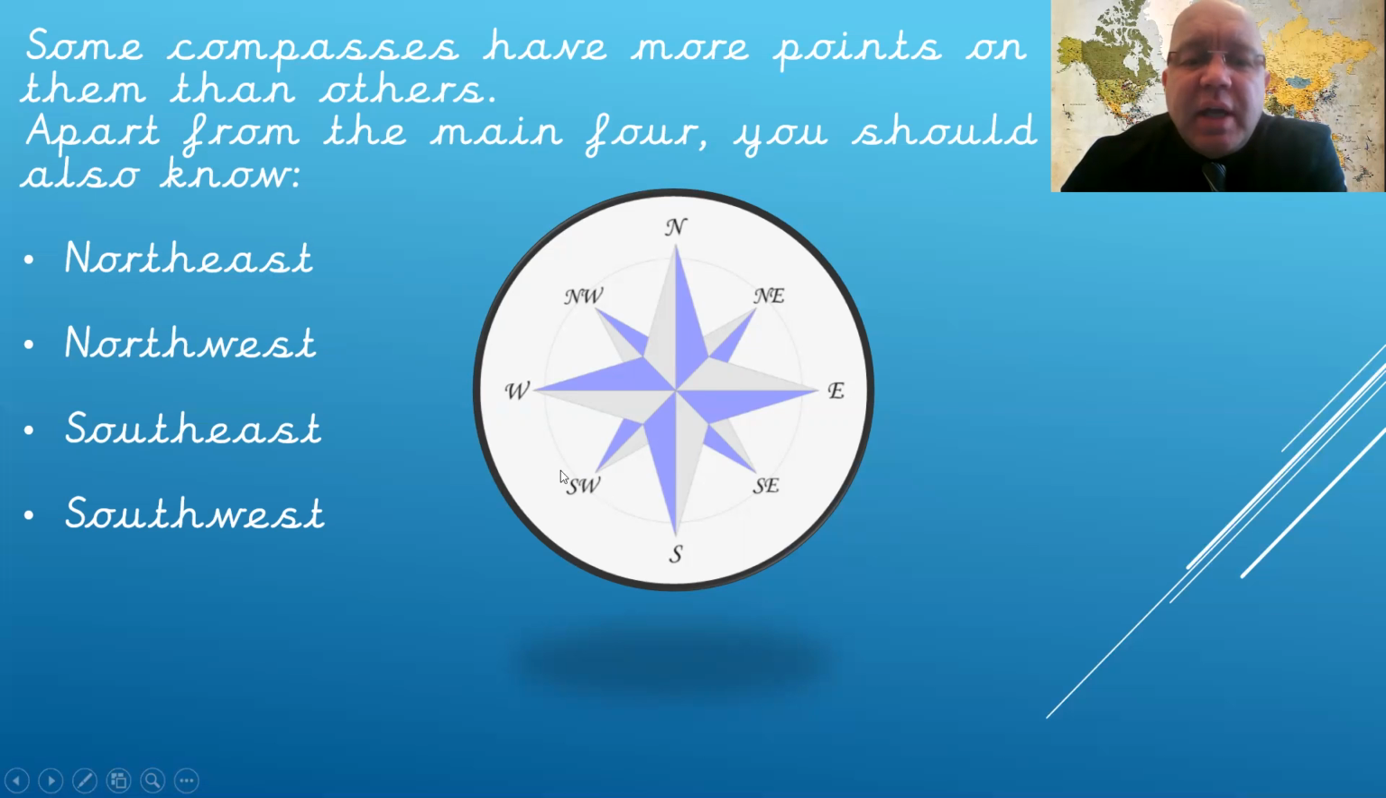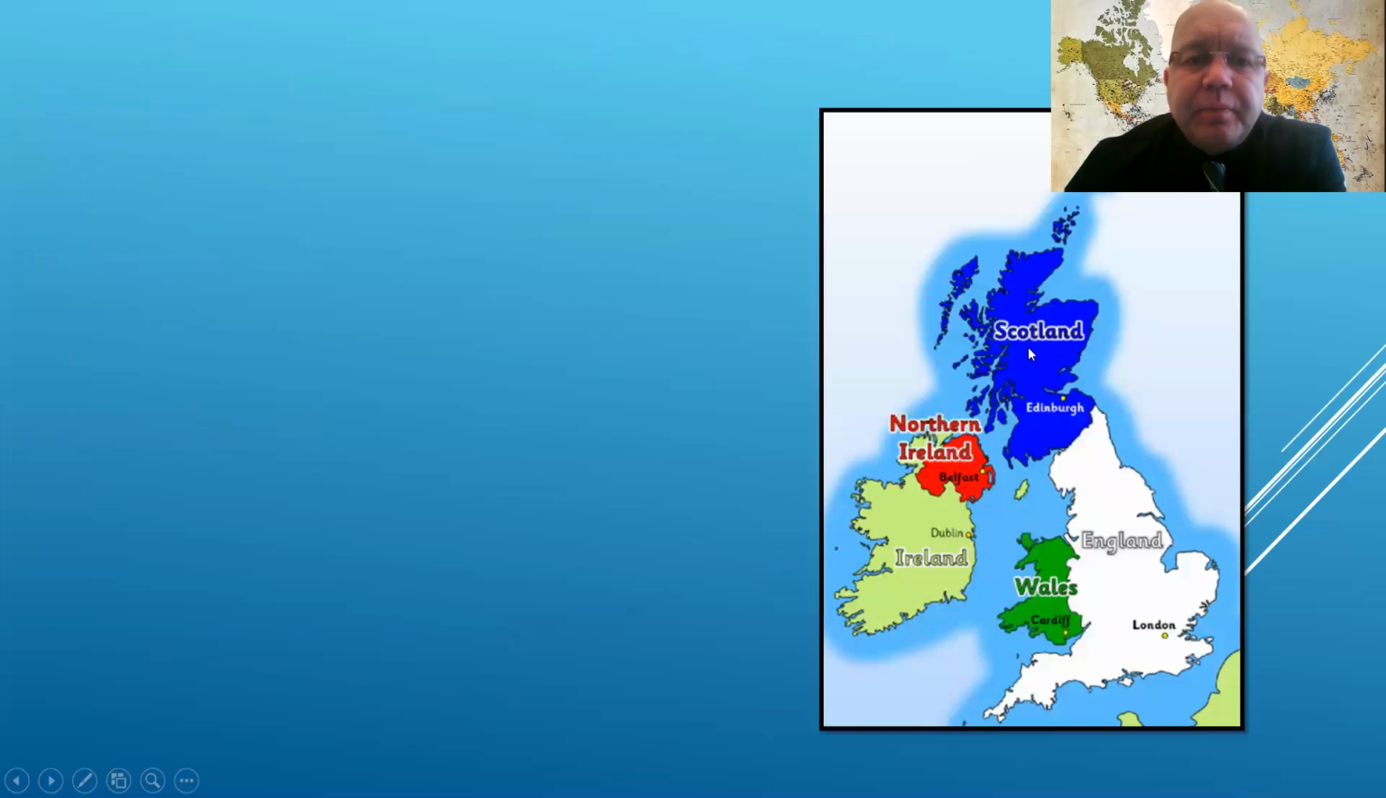Equally, you can see very clearly that southwest is between south and west. Okay, so we need to be familiar with all 8 of these points. Our naughty elephant squirting water will remind us of the main 4, but then you need to be able to work out the next 4, okay?